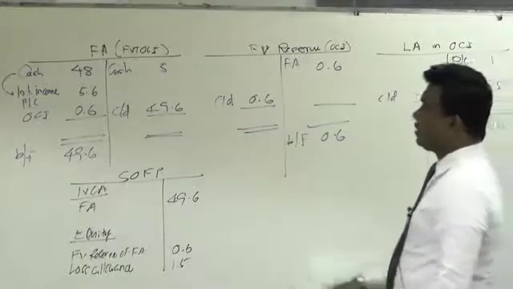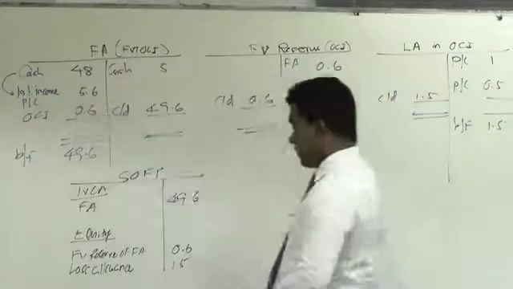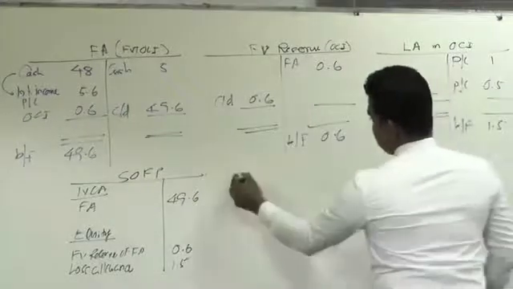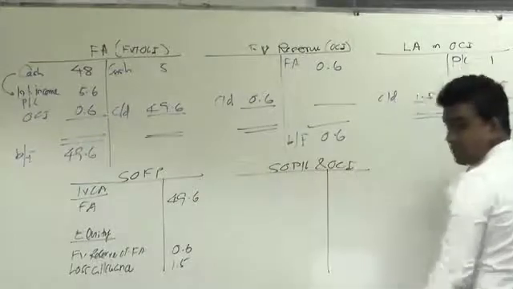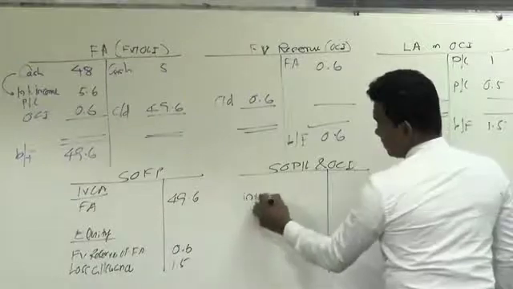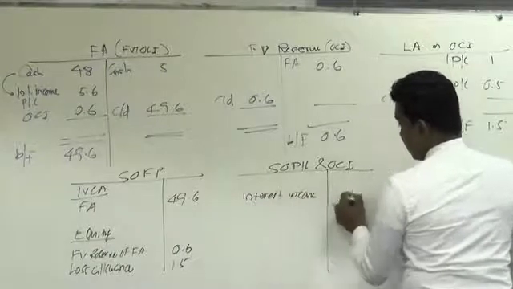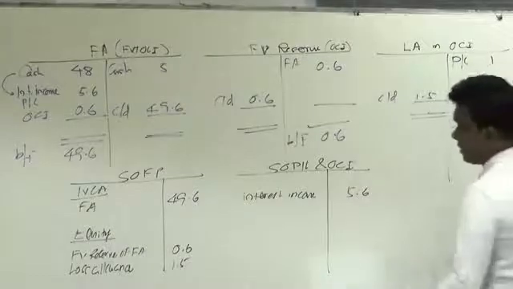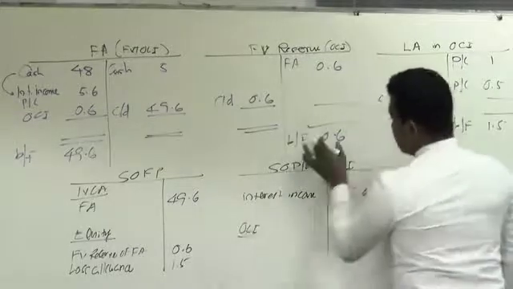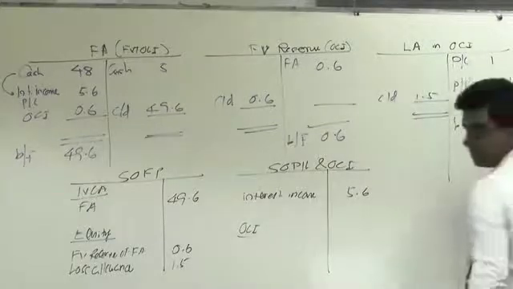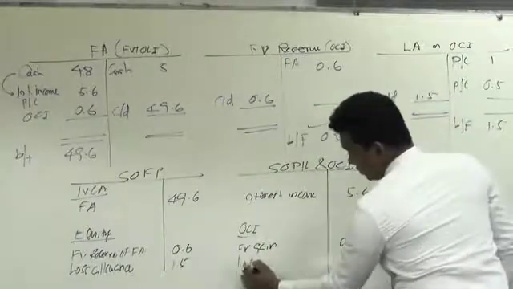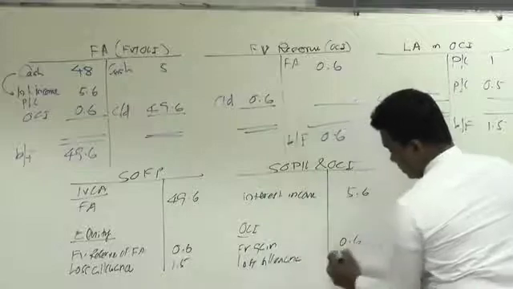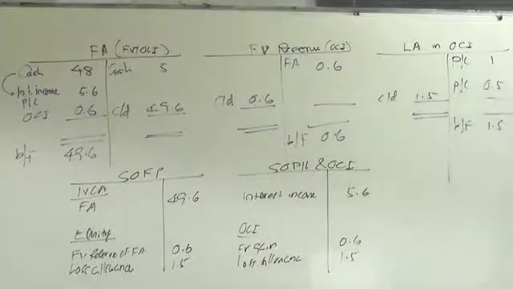Then in the P&L you recognize this, right? If you take statement of profit and loss and other comprehensive income, under the P&L you will recognize interest income as 5.6 gain. Then under other comprehensive income category you will recognize both. Clear? Fair value gain 0.6, loss allowance 1.5. That's how you need to present your financial statements at the end of the first year.